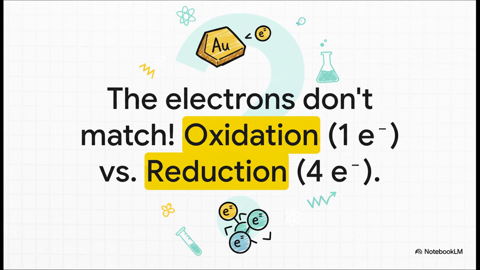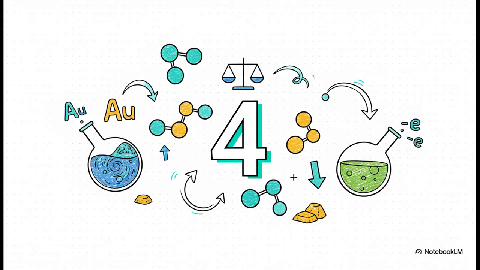Our oxidation half is only giving away 1 little electron, but our reduction half needs to take in 4 electrons. That doesn't work. It's like trying to buy something that costs $4 when you only have $1. The numbers don't match. So what in the world are we going to do? Simple. We multiply. The only way to make this work is to make the number of electrons equal on both sides. And since we need 4 electrons, we're going to take that whole entire oxidation reaction and multiply everything in it by, you guessed it, 4.